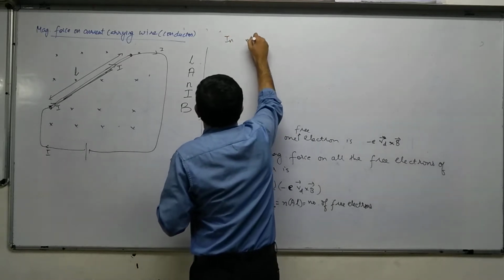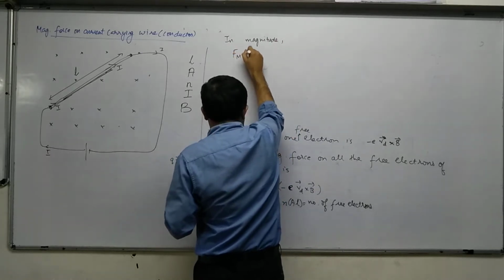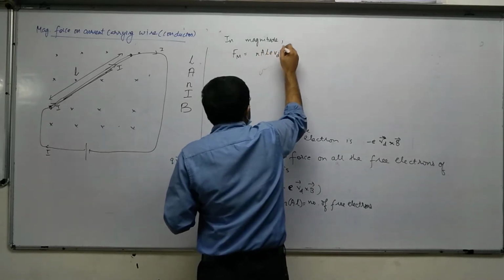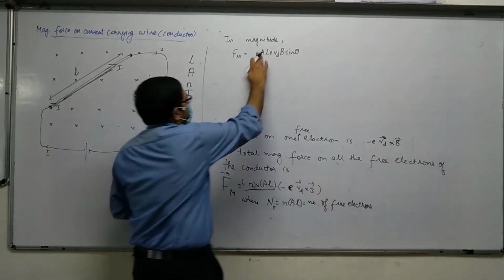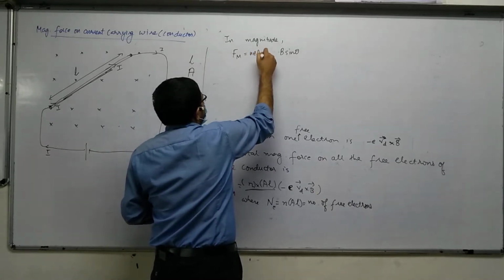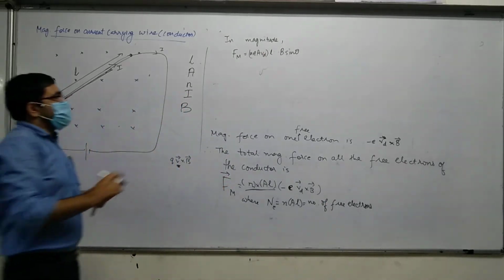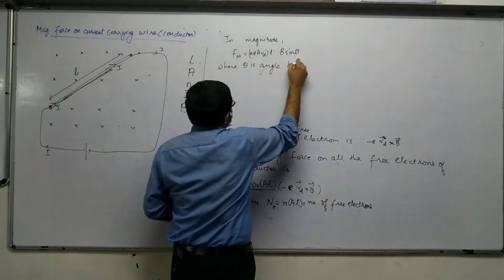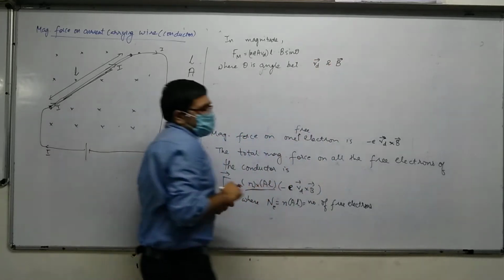In magnitude form, F_m is equal to n into A into L into e into v_d into B into sin theta. If you write it this way, then club it together and write n e A v_d into L into B. Understood? What is theta? Theta is the angle between the drift velocity direction and the magnetic field.